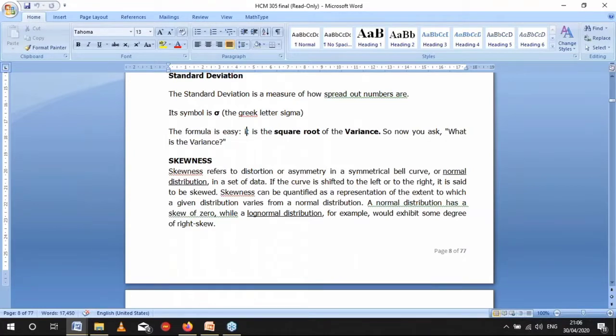Parametric statistics is a statistical method in which the data is required to fit a normal distribution, while that of non-parametric statistics is not required to fit a normal distribution. Okay?